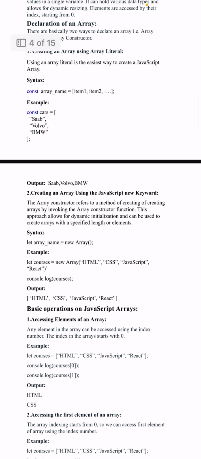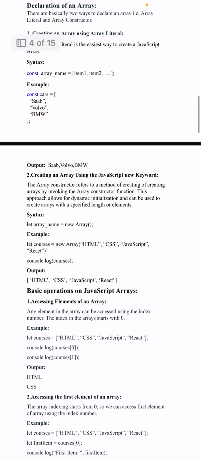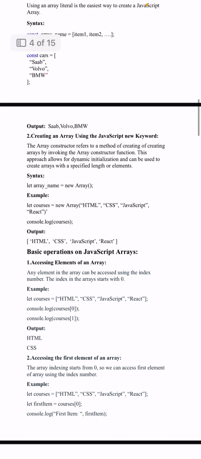Creating an array using the JavaScript new keyword. The array constructor refers to a method of creating arrays by invoking the array constructor function. This approach allows for dynamic initialization and can be used to create arrays with a specified length or elements. Here you can see the syntax and example of it.